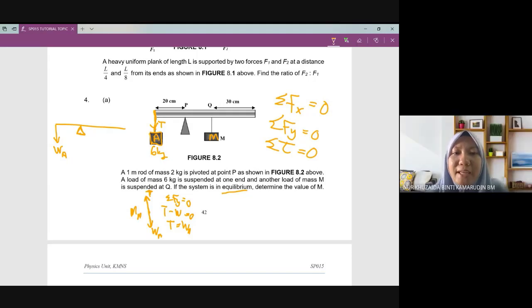Okay, so same thing happened to the mass M. So kita ada dekat sini, mass M over here, so it's about 30 centimeter.